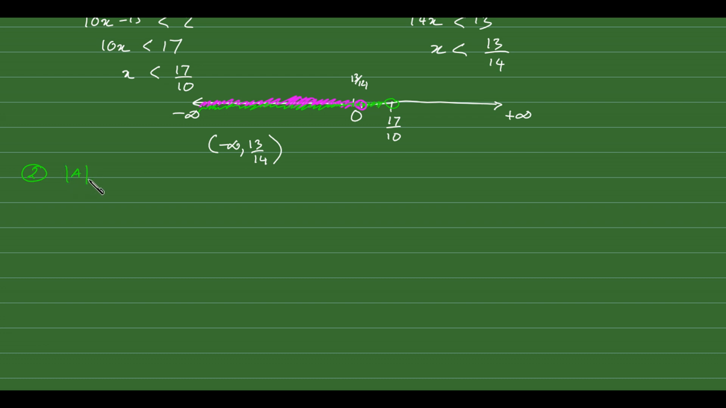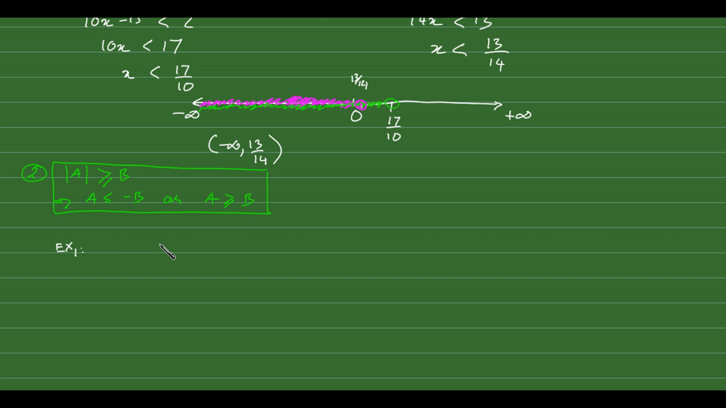Absolute of A greater than or equal to B implies A less than or equal to negative B, or A greater than or equal to B. Please, you have to memorize this too. Okay. Alright, so let's go through the example. Example 1.